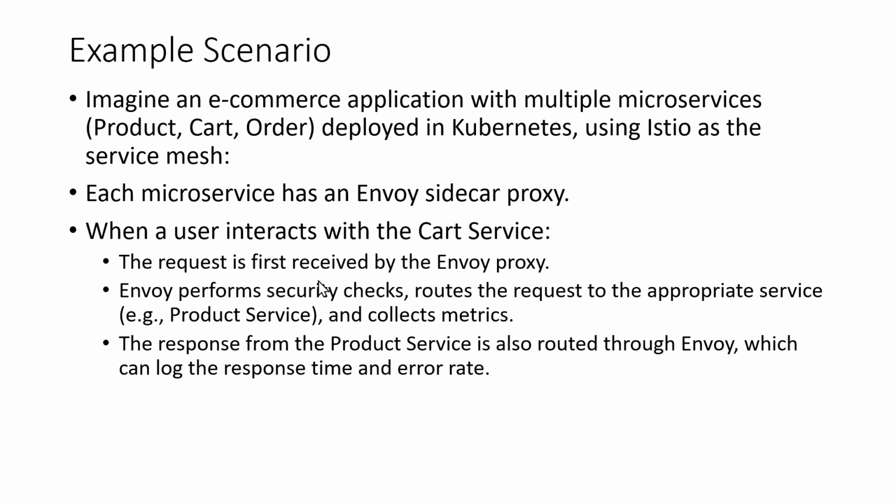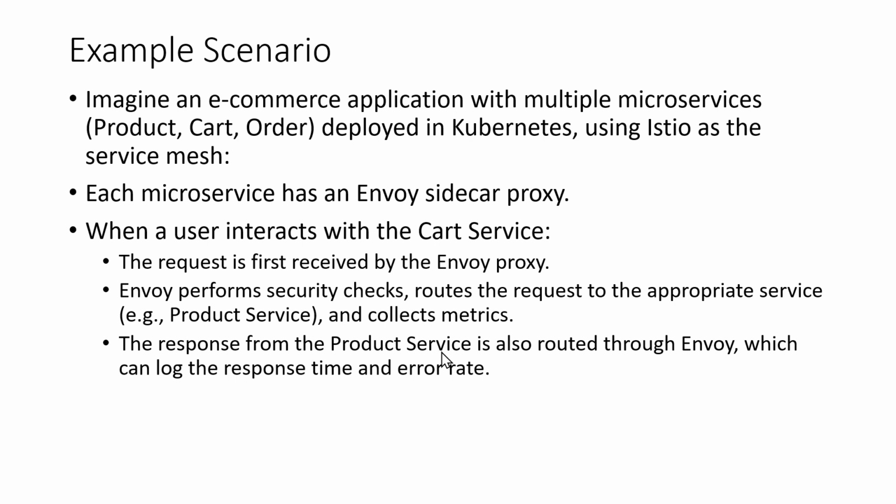So the request is first received by the Envoy proxy. Then Envoy performs security checks. It checks whether I am an authorized person, and whether I have the rights to access these resources. Everything will be checked. Thereafter, it routes the request to the appropriate service, that is the product service, and then collects metrics.